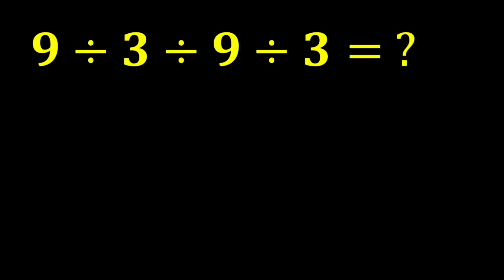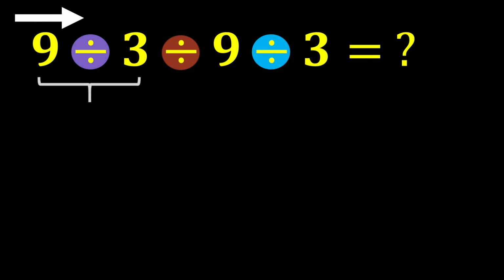9 divided by 3 divided by 9 divided by 3. In this expression, there is more than one division, and since divisions have equal priority, we move from left to right and perform the divisions in order. First this division, then this division, and finally this division. 9 divided by 3 gives us 3.